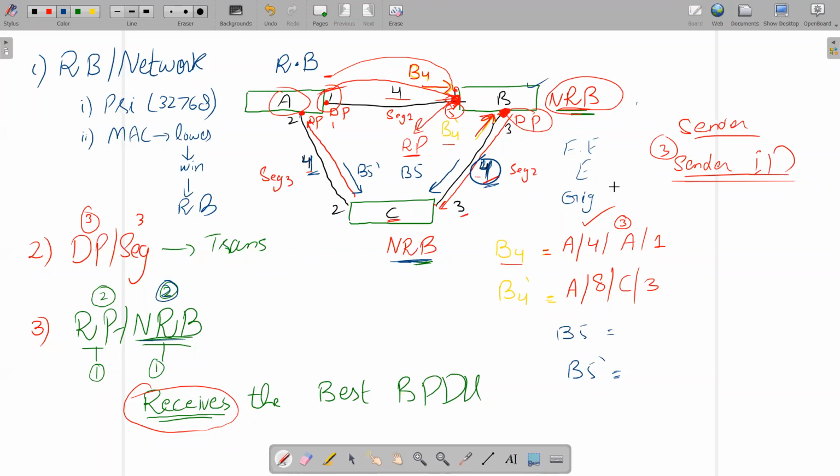Nawaf, please. Why are you mentioning C? C is the receiver. Okay. So we didn't mention any receiver in the four fields. We are always talking about the sender. Okay, Muhammad. B5, Muhammad, it's wrong. B5 is wrong.